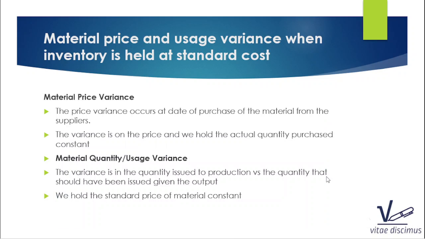Now we go to material price and usage variance when inventory is held at standard cost. For material price variance, the price variance occurs at the date of purchase of the material from the suppliers, and the variance is on the price, and we hold the actual quantity purchased constant.